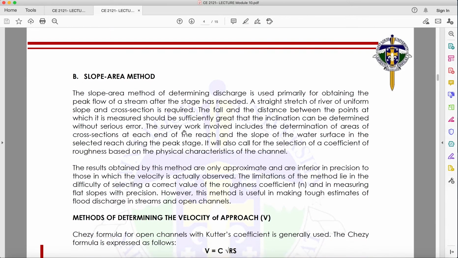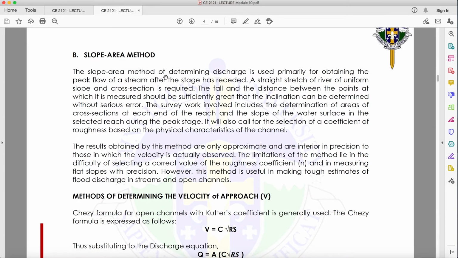Next would be the slope area method. The slope area method of determining discharge is usually primarily for obtaining the peak flow of the stream after the stage has receded. When we say peak flow, it is the maximum flow a discharge could reach. Okay, a straight stretch of river of uniform slope and cross section is required. So dapat yung slope natin dito is constant because we need the slope, and the cross section is also constant all throughout a certain length.